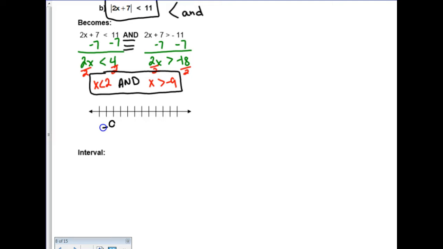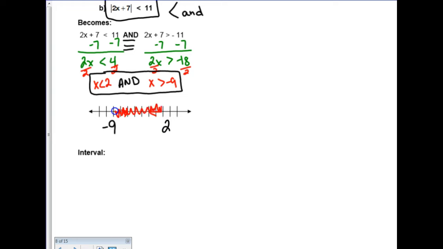Negative 9, good. And then some other numbers happen, and then 2 would be over here somewhere. Now I'm supposed to graph all my solutions that are less than 2, so like this way, and numbers that are greater than negative 9. And it's the intersection of those two shadings. So where am I graphing? Where am I shading? In between them.